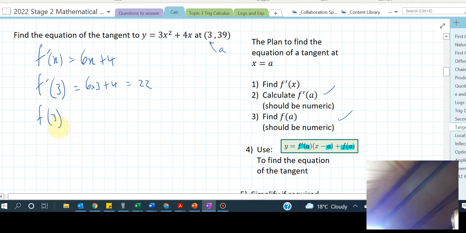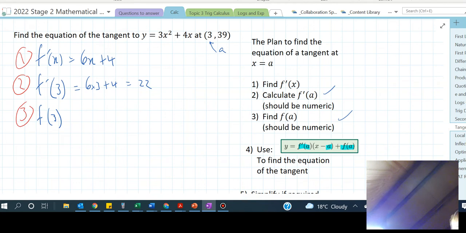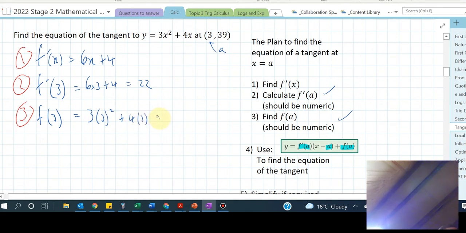Then we want to find f of a. So that's f of 3. So if we're looking at our steps, that's step 1, 2, 3. f of 3 is 3 bracket 3 squared plus 4 lots of 3. That's what, 3 times 9 is 27, plus 12 is 39.